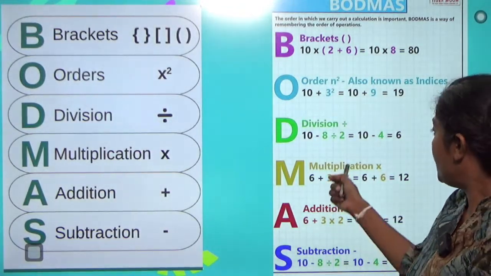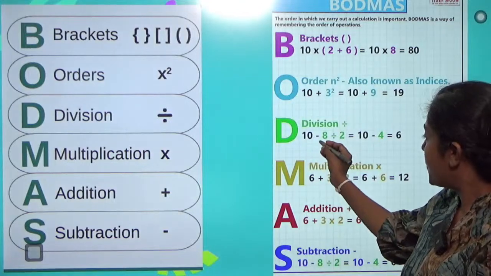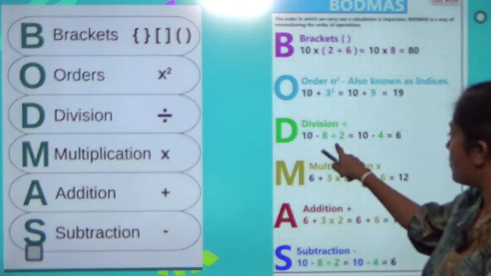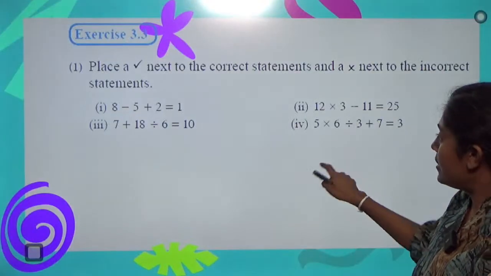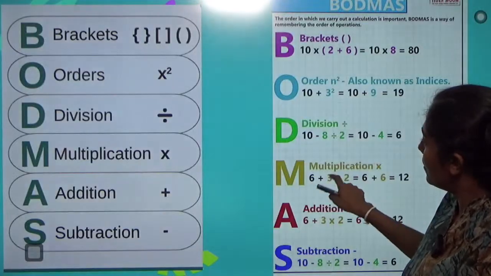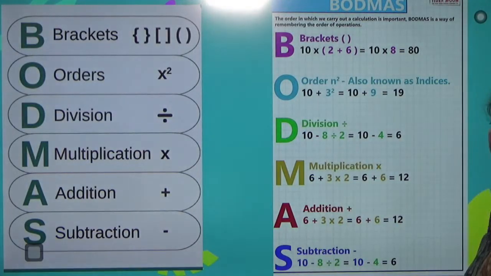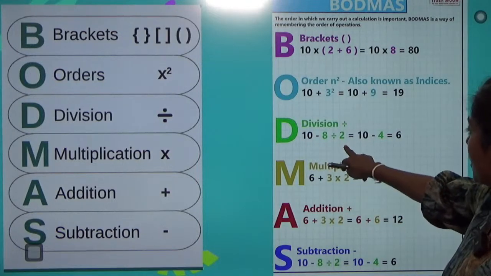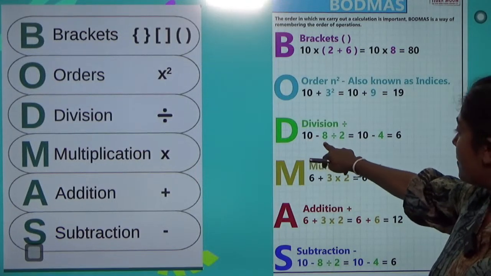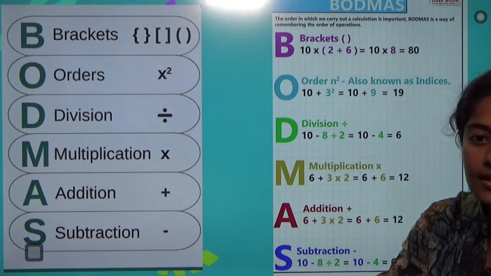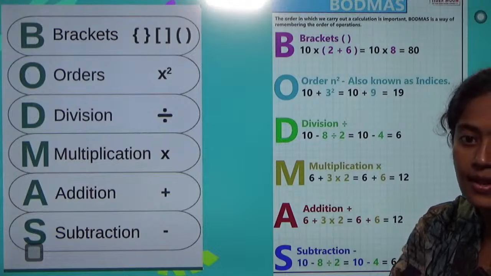Then next one, division. Look at this one, here subtraction and division. First you have to divide, right? You have to divide the thing, then you have to subtract. 8 divided by 2, answer is 4. 10 minus 4, answer is 6. Okay. I think you got some idea, that is why I explained this.